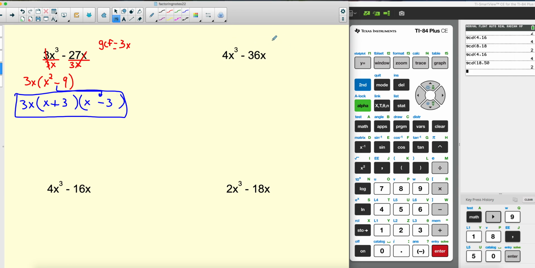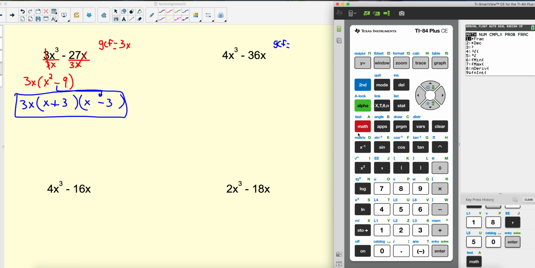Now, let's say you're looking at this one, and you don't know what the GCF is. No problem. So we go to our calculator. We hit the math button. We hit the right arrow. You can scroll down to 9. I like to just hit 9. It takes you right there.